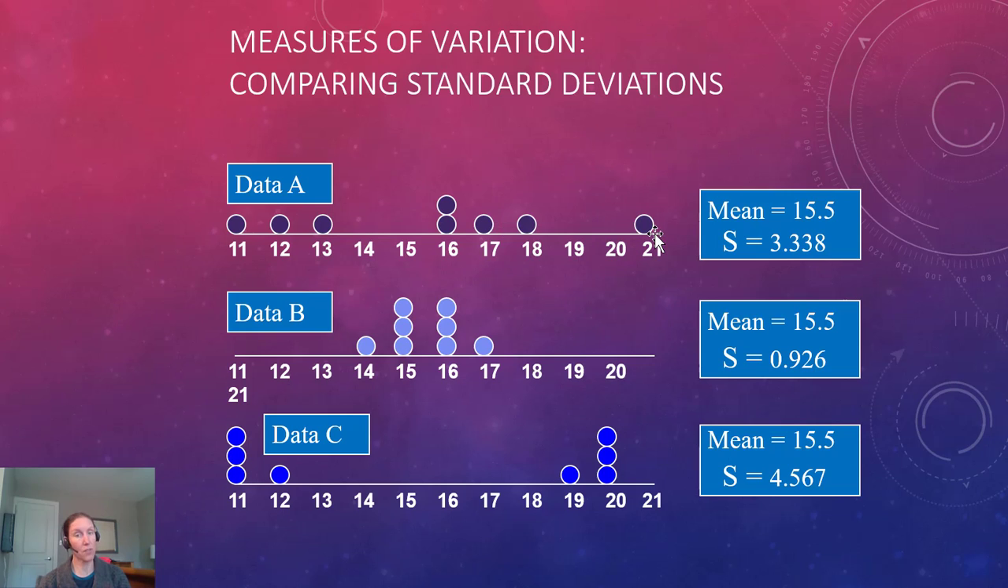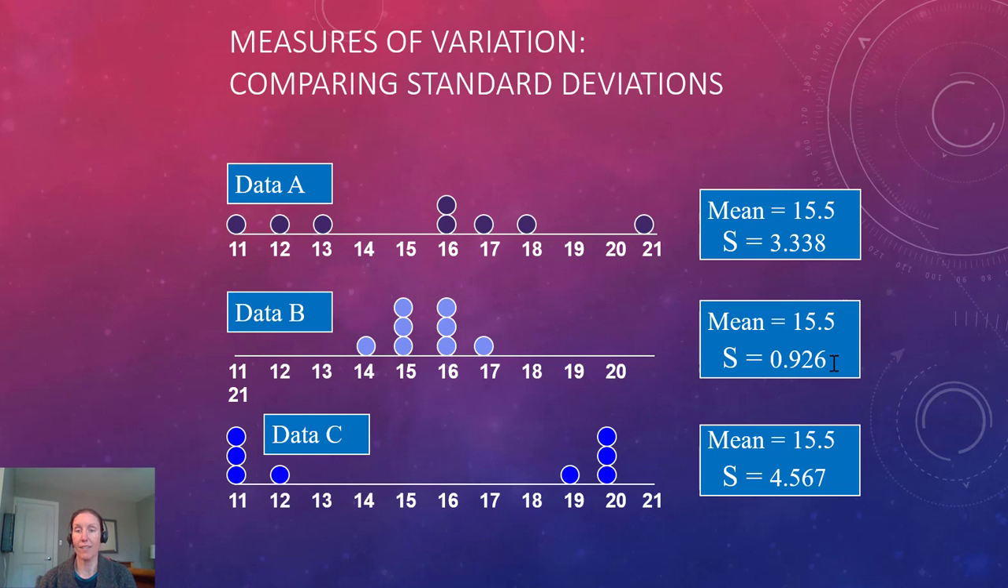Data set A is very spread out. Data set C is almost what we call bimodal. It has two different clusters of data here. These are very different data sets with the exact same mean, but very different standard deviations. So it's really nice when we're looking at their standard deviations. It tells us how spread out our data is.